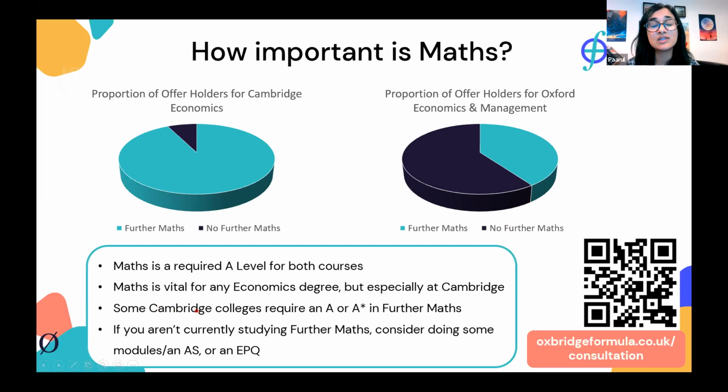Some Cambridge colleges actually, oh, sorry, I'm wrong. Some Cambridge colleges do require an A or an A star in further maths. I don't know if anybody's aware of what proportion that is. That'd be quite interesting to know if anyone is aware.